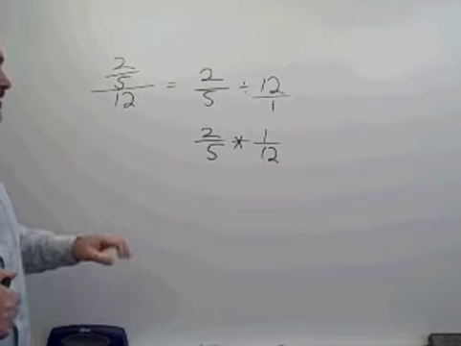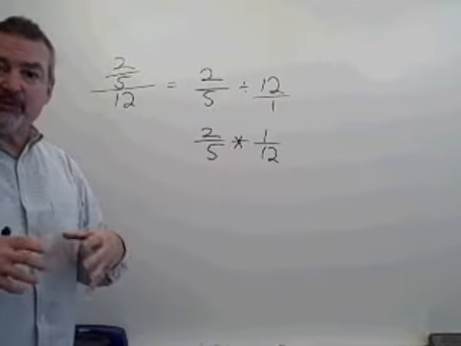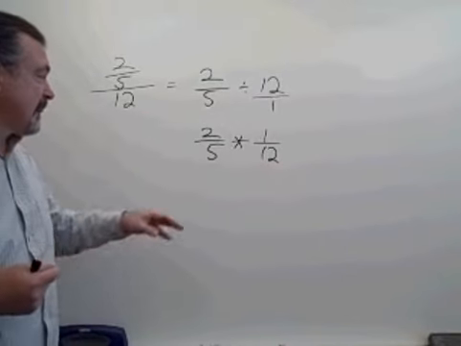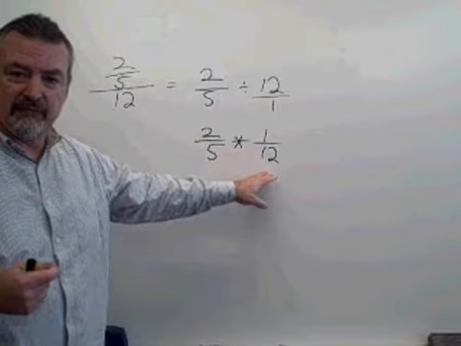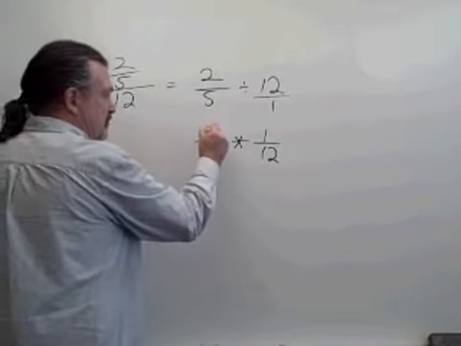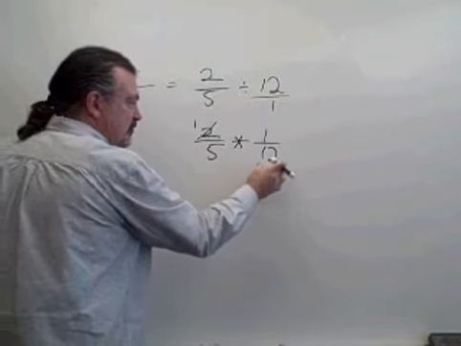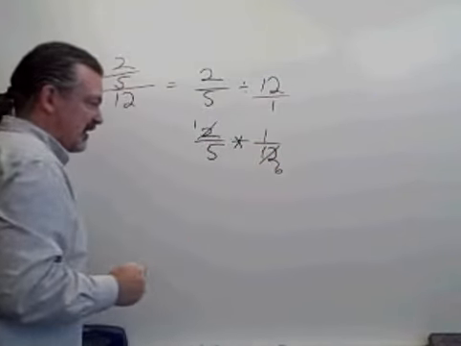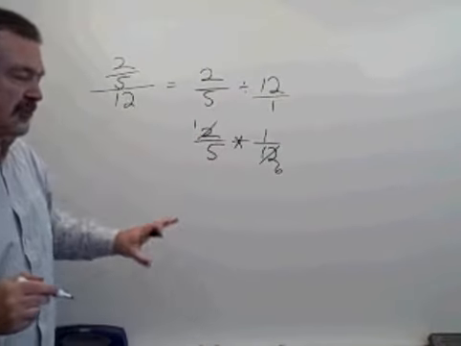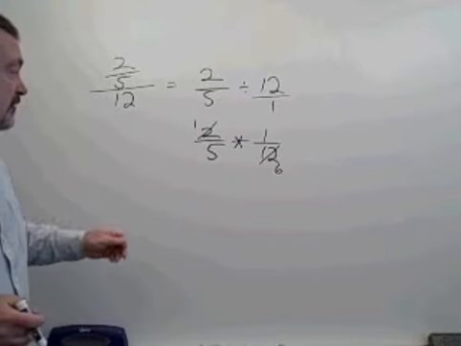problem into a multiplication. Now remember, when we're multiplying with fractions, before we actually multiply, we try to reduce as much as we can. And 2 and 12 both share the common factor of 2. 2 divides into 2, leaving us an answer of 1. 2 divides into 12, leaving us an answer of 6. And now that we've done all the reducing we can do, we multiply what's left to get our answer.